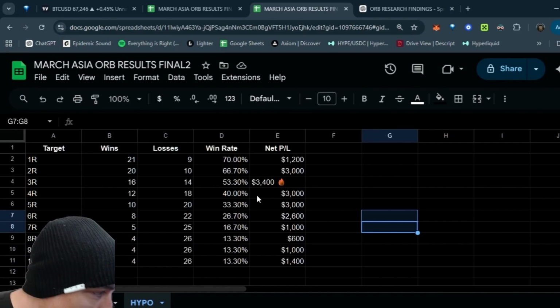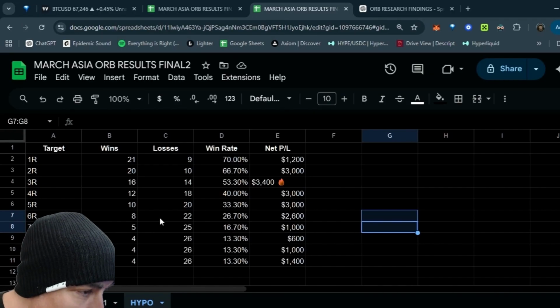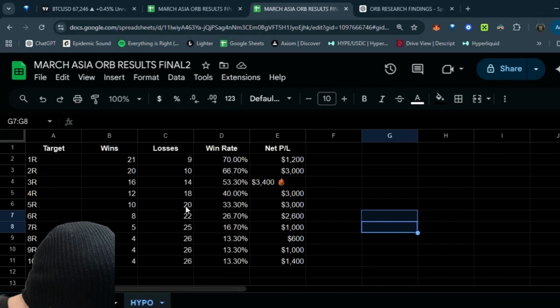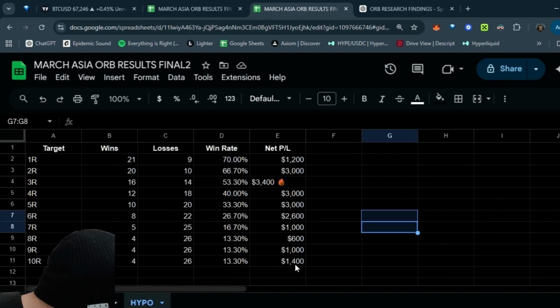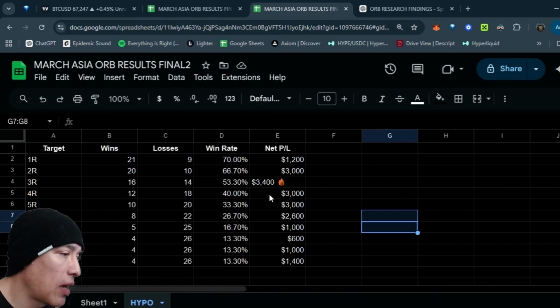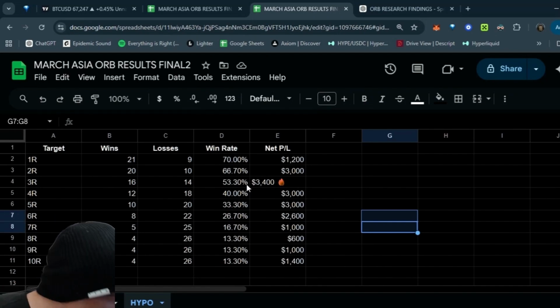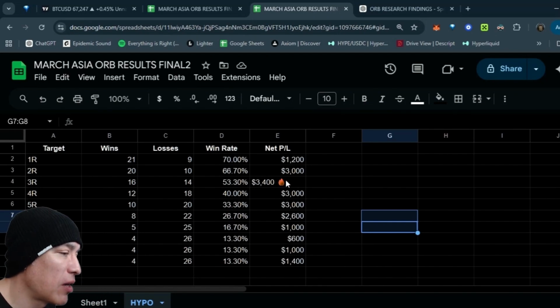And then it just starts to kind of go down from there as far as risk, because you're going to win 10 times but lose 20. You're going to win on 6R 6 times, lose 22. 10R, you'll win 4 times, but you'll lose 26 times. So you will make some money on 10R. In this hypothetical, the 3R wins out in the P&L, which is all that really matters, right, guys?